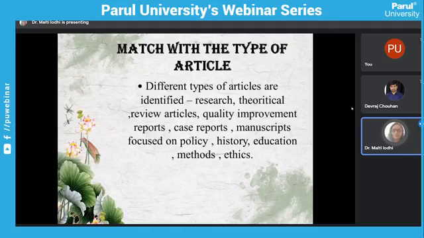Different types of articles are identified: research, theoretical, review articles, quality improvement reports, case reports, and manuscripts focused on policy, history, education, methods, and ethics. These are all points which you have to match with your topic, so you can publish very well, and there will be no legal or ethical issues.